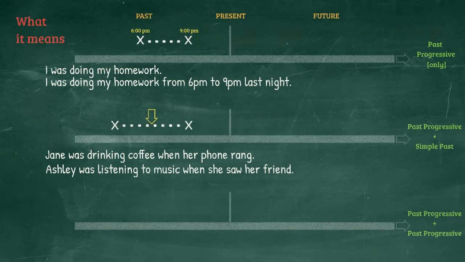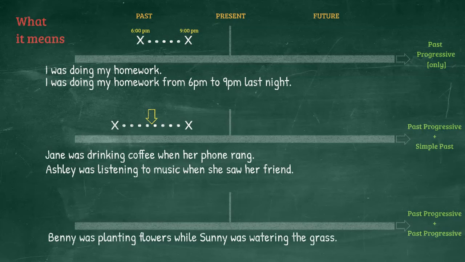Lastly, when we have a parallel structure in the past progressive with a subordinating conjunction while, the time map looks something like this. A sentence like, Benny was planting flowers while Sunny was watering the grass means that the actions of both Benny and Sunny were taking place at the same time. So from some point in the past to some other point in the past, both Benny and Sunny were in the middle of doing something.